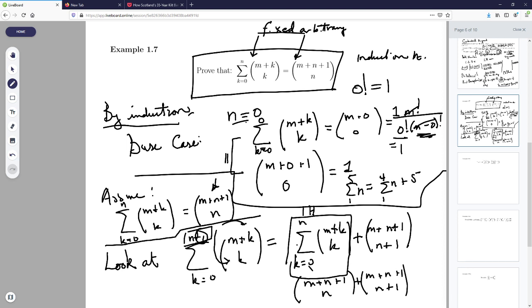So I haven't plugged anything into the other side for the n plus 1. We've just started looking at this term. We've broken off this thing. You notice that this thing, m plus n plus 1 choose n plus 1, is not exactly the same as this term.